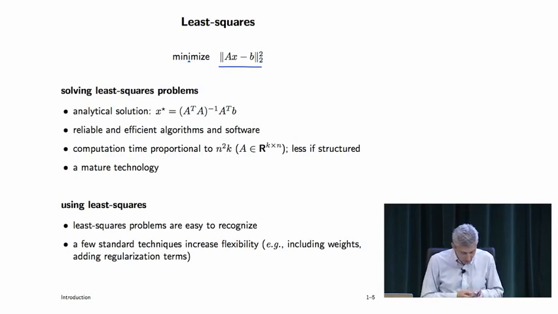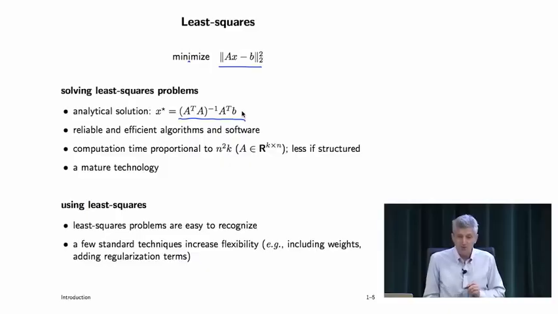I'm assuming everyone here has seen least squares in multiple classes, because it comes up in tons of classes, or it should. It might not have looked exactly like this. I'm assuming no pathologies here. For example, A is tall and full rank. Then there is just an analytical solution: (A transpose A) inverse A transpose b.